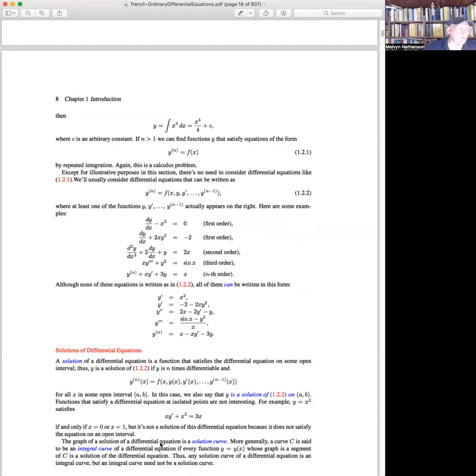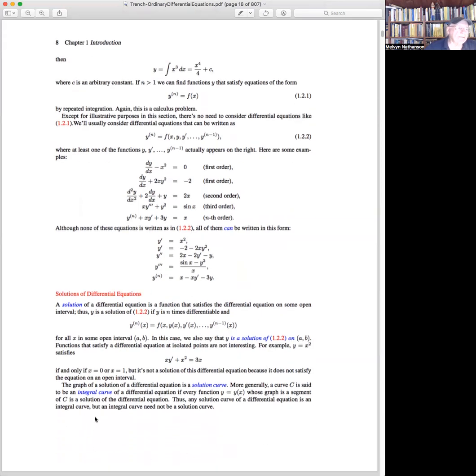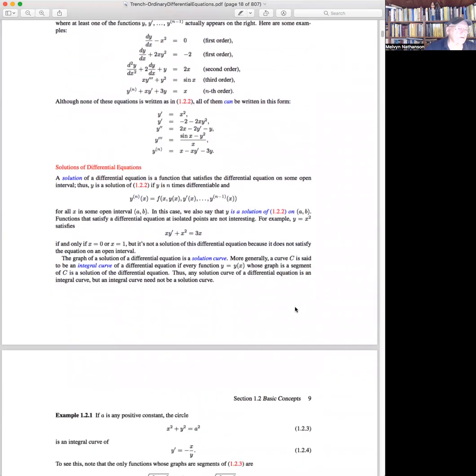If you have a solution of a differential equation and you graph it, you get what is called a solution curve. And an integral curve is slightly more general. It's some curve in the plane, and every function whose graph is some segment of that curve is a solution of the differential equation. So every solution is an integral curve, but an integral curve doesn't have to be a solution curve. We'll see examples of that to make this clearer.